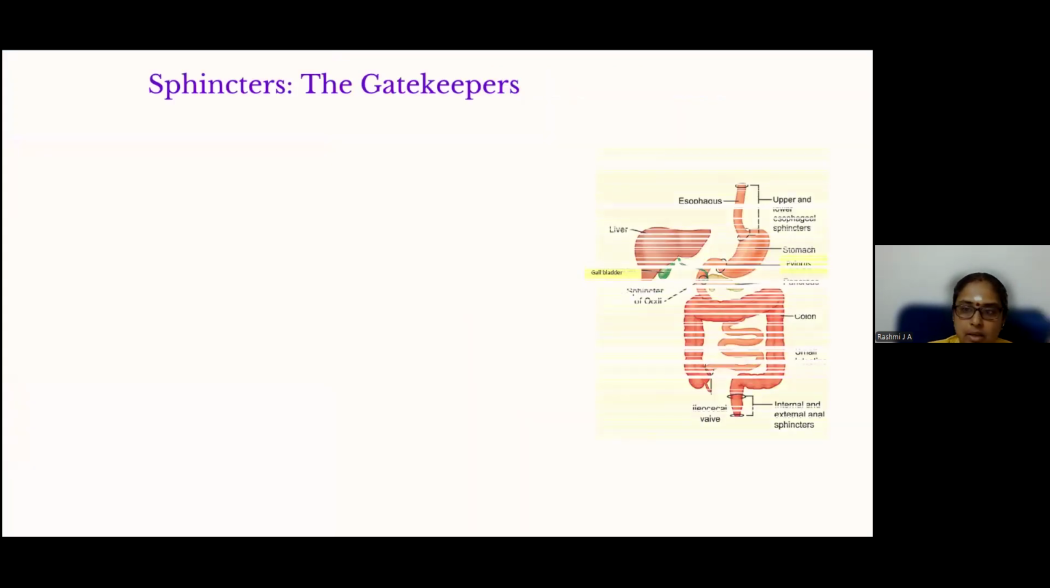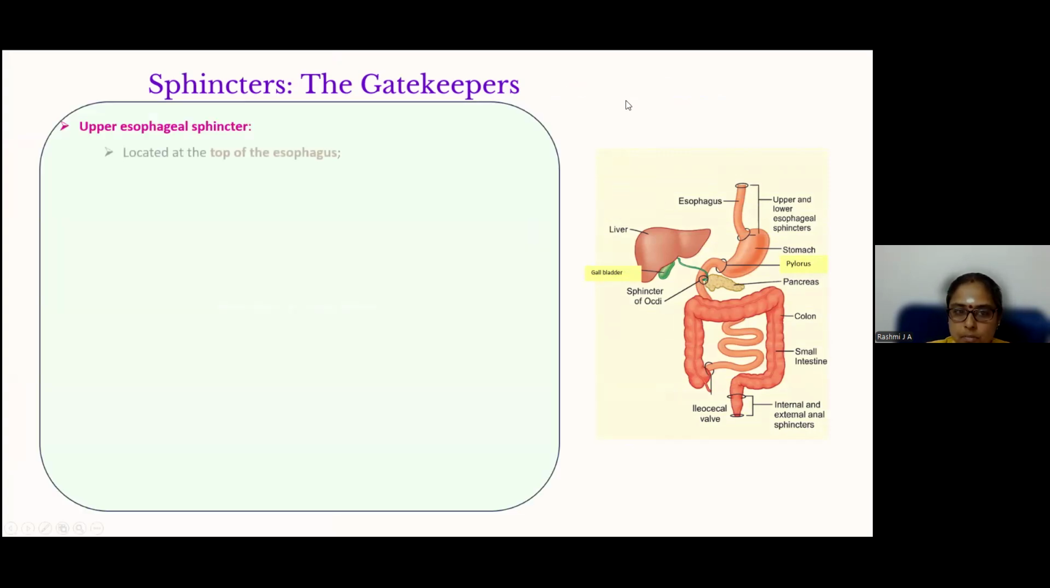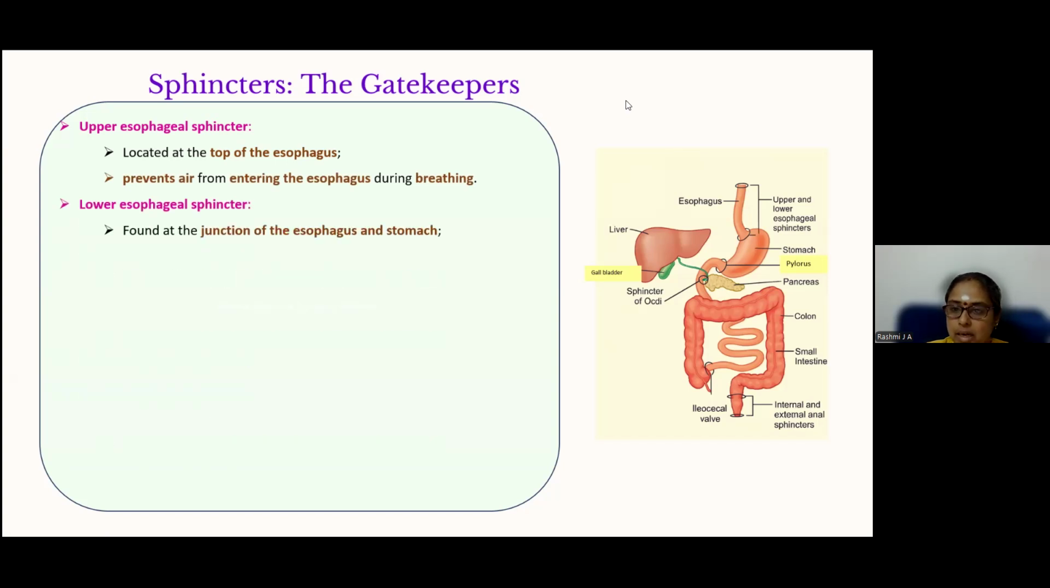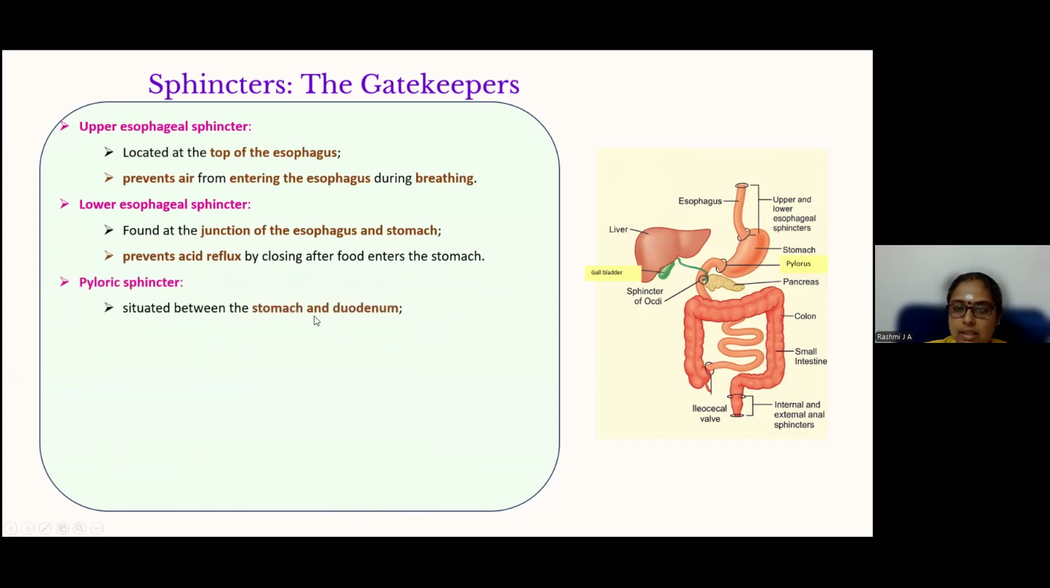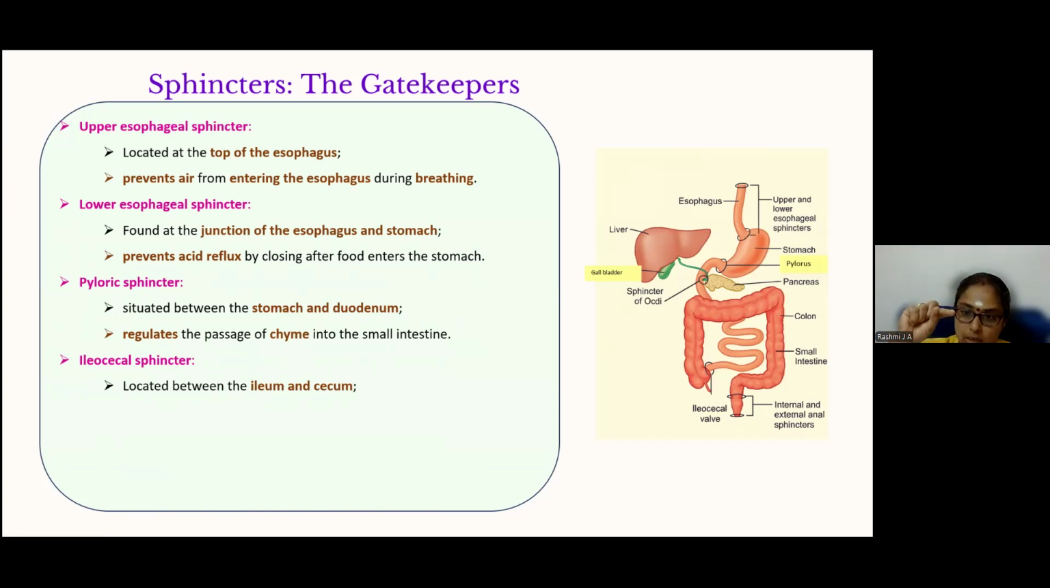Then I told you about sphincters. Wherever there is a passage, we have these gates. They are called gatekeepers. So the upper esophageal sphincter is there in the esophagus. Then the lower one is at the junction between the esophagus and the stomach. Then we have the pyloric, between the stomach and the duodenum. Then we have the ileocecal, between the ileum and cecum. The ileum is the last part of the small intestine. The cecum is the first part of the large intestine.